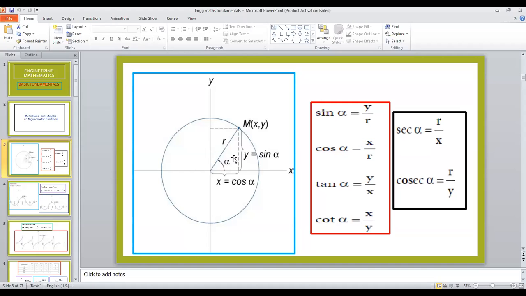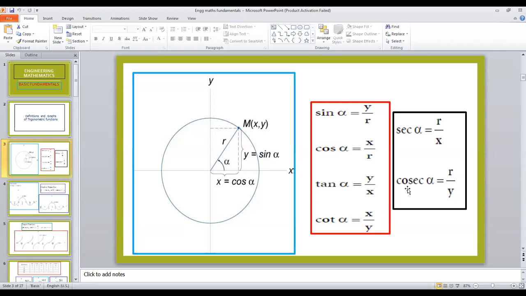So what is sine alpha? Sine alpha is what? Front side divided by, yes, hypotenuse. That is y by r. Now what is cos alpha? Cos alpha is the ratio of adjacent side divided by hypotenuse. Okay, so x upon r. And what about tan alpha? Tan alpha is what? Front side divided by adjacent side, that is y by x. And you know, there are cot, sec, and cosec. So these are the secondary trigonometric ratios.